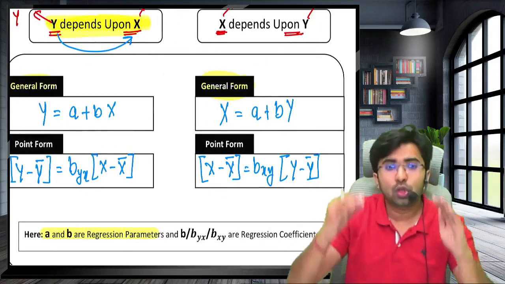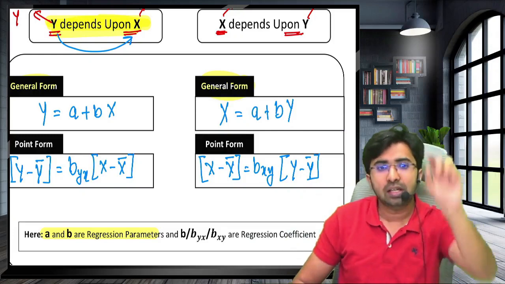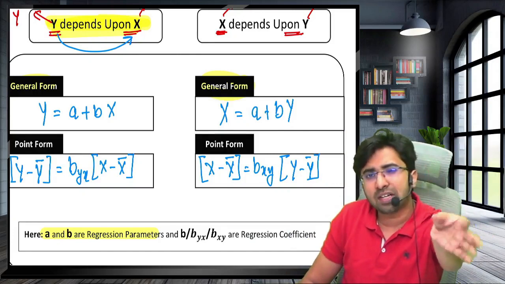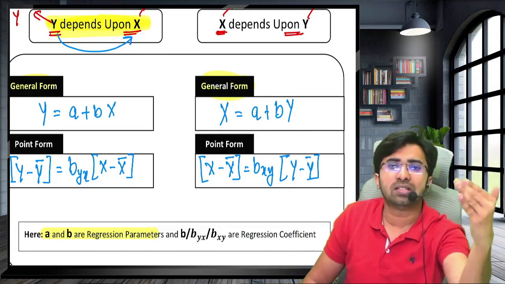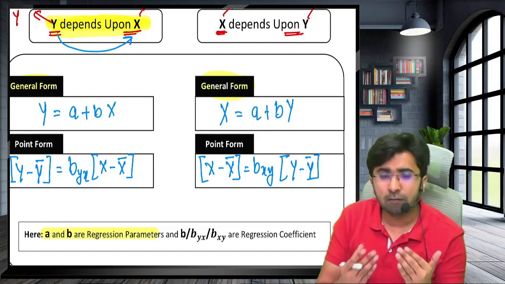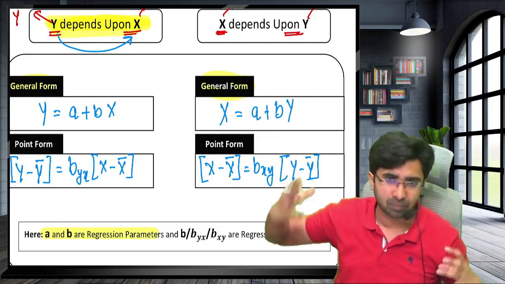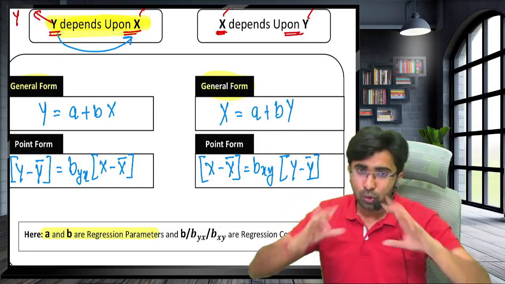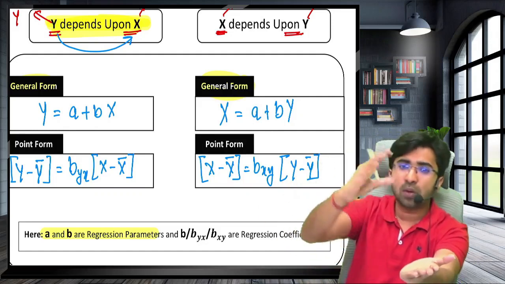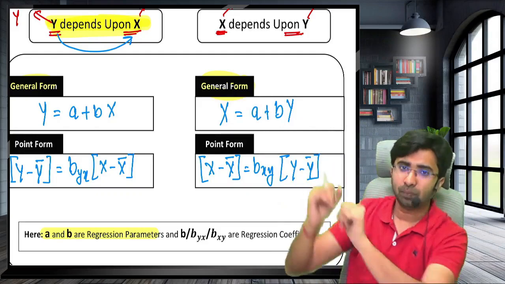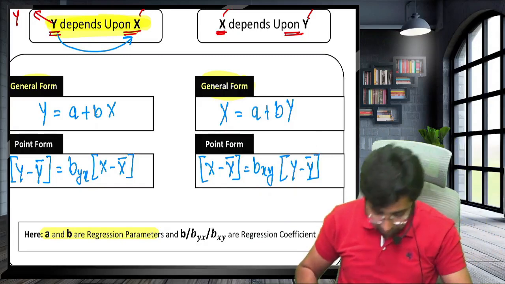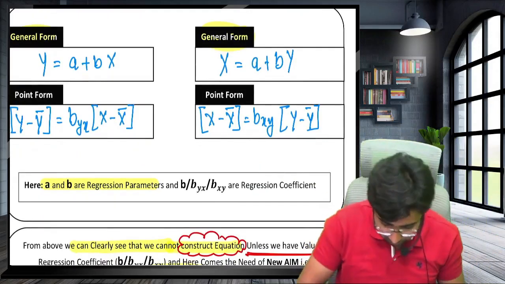General form means you have to present your answer in the form of x equals a plus by. And when you are constructing y on x, present your answer in the form of y equals constant plus bx. If you do not present your answer like this, it will be Kumar Ravi, so your option won't tally. You have to present it as Ravi Kumar: y on one side and the remaining on the other. If you are making x on y, x on one side and the remaining on the other. But to construct the line equation, we use point form.